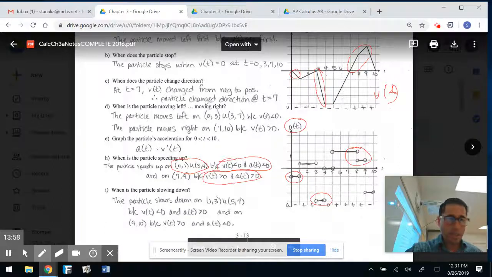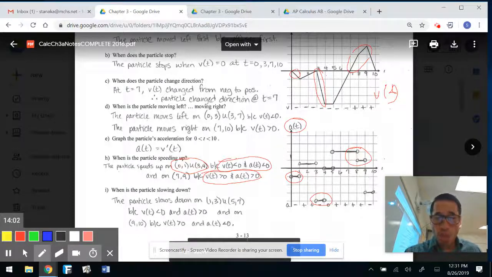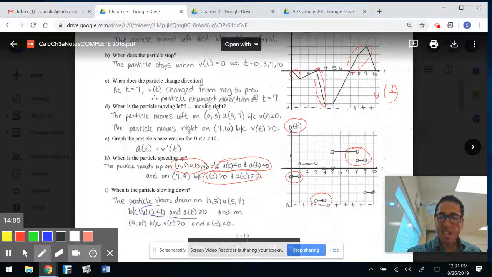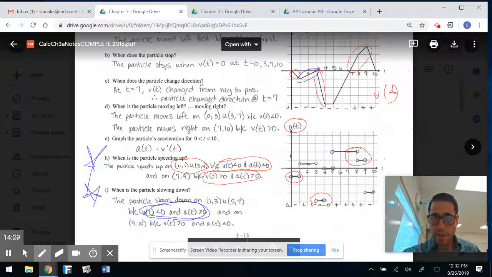Now, when is it slowing down? Let's go ahead and check this out. I can make it blue. Justifications, class, are so important, so pay attention to the way we write these answers, please. The particle is slowing down when velocity and acceleration have different signs. So different signs would be when velocity is negative, but acceleration is positive. There we go. Velocity is negative. Acceleration is positive.